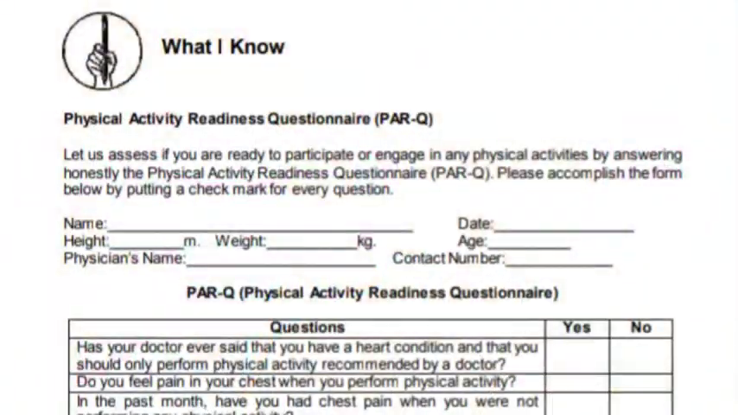So, proceed na tayo dito sa ating pre-activity. What I know, physical activity readiness questionnaire. Let us assess if you are ready to participate or engage in any physical activities by answering honestly the physical activity readiness questionnaire. Please accomplish the form below by putting a check mark for every question.